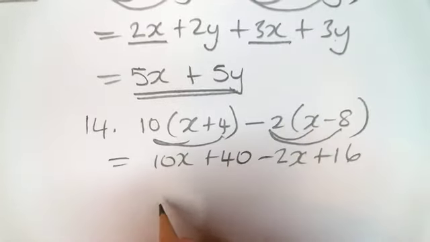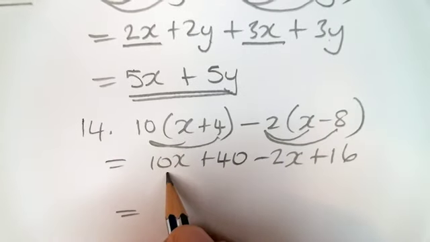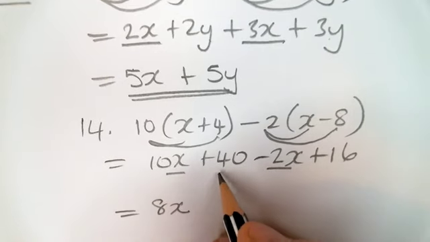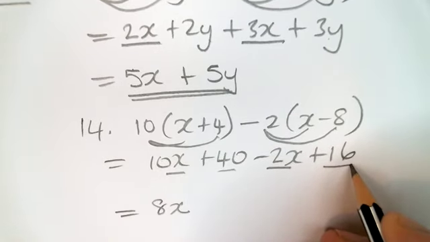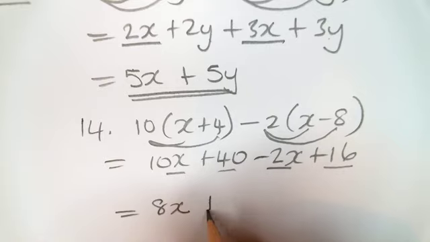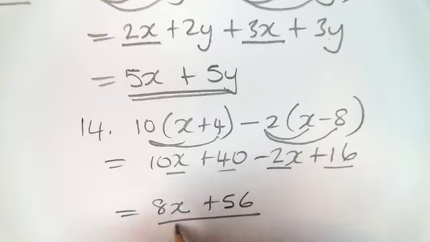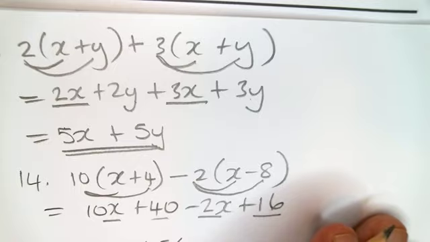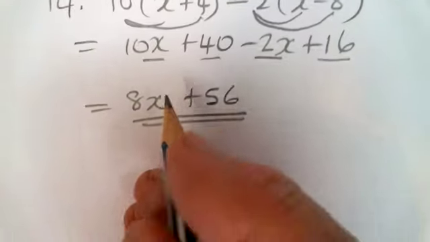Now we're going to collect like terms. So you've got a 10x and a minus 2x, which is going to be an 8x. You've got a 40 and you've got a plus 16, which is going to be 56. And there's our answer. All right, let's do a bit more of a curly one here. Let's go for 20.